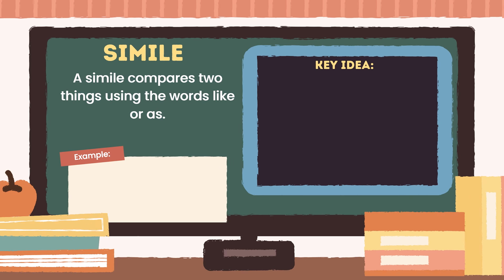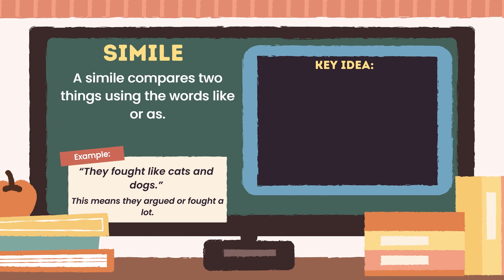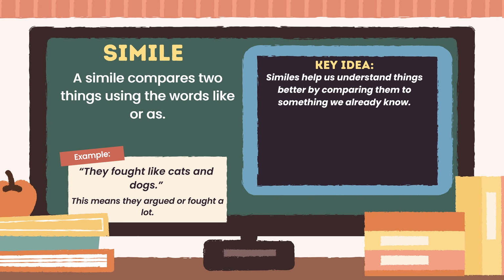Simile. A simile compares two things using the words like or as. Example, they fought like cats and dogs. This means they argued or fought a lot. Key idea: similes help us understand things better by comparing them to something we already know.